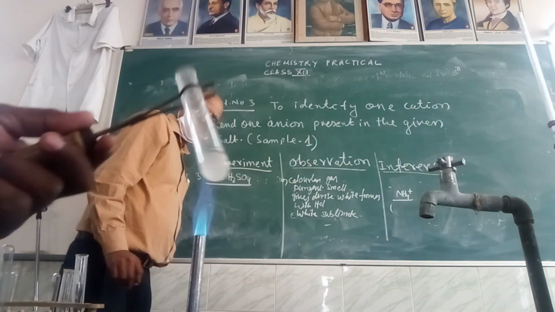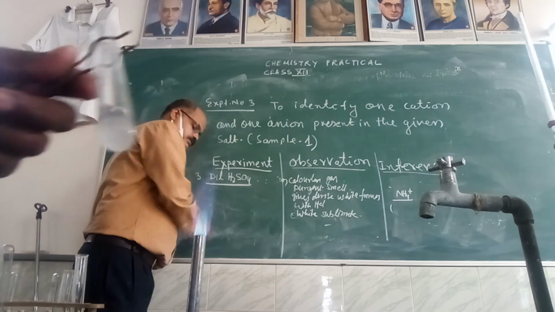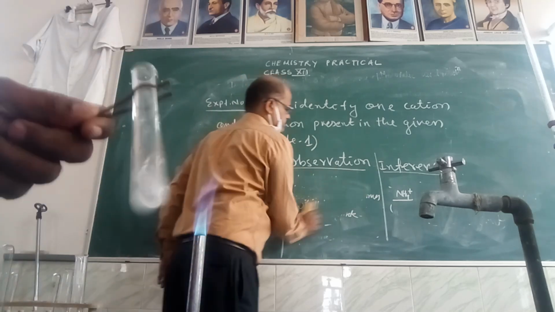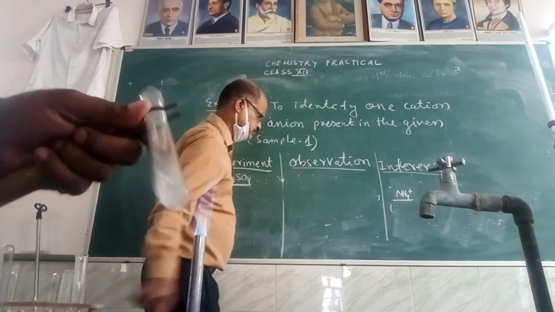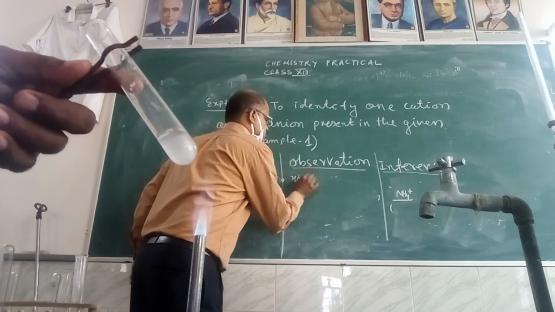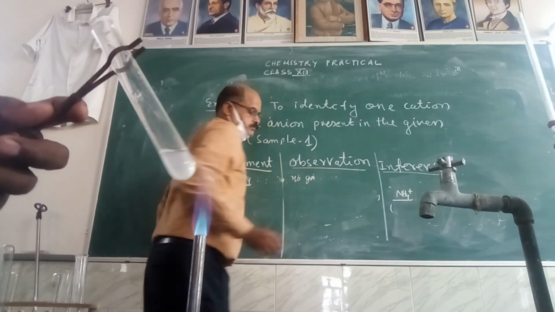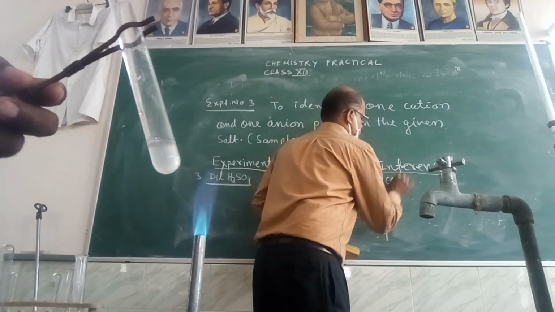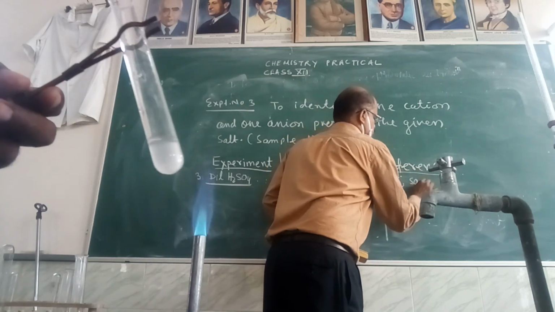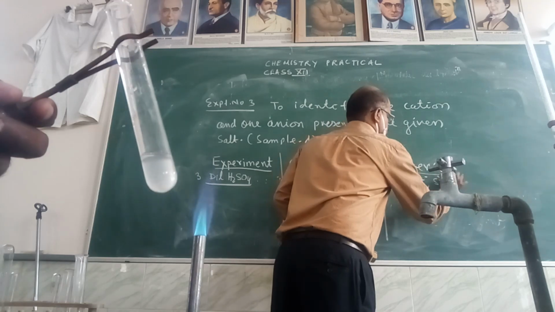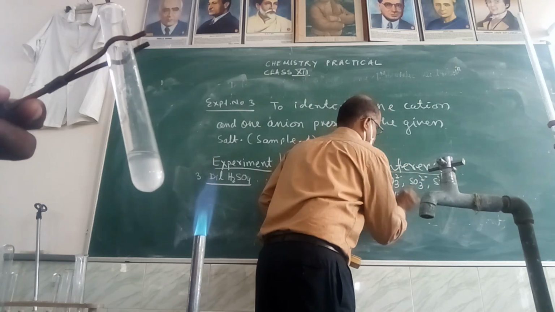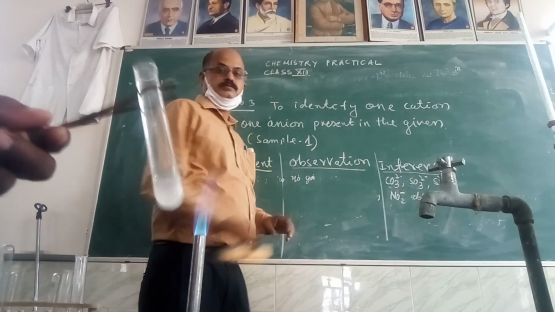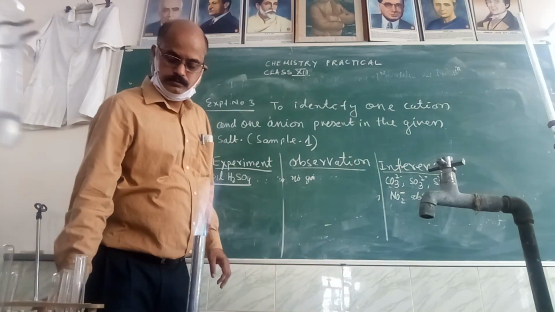Nothing happens. When you take a pinch of the salt in a test tube and add dilute sulfuric acid, no gas is evolved. That means it only dissolves the salt. So it means the salt does not have nitrite, carbonate, sulfide or sulfite. These ions, when they react with dilute sulfuric acid, liberate a gas: sulfide H2S gas, sulfite SO2 gas, nitrite NO2 gas and carbonate CO2 gas. But no gas is evolved, which means such anions are absent.